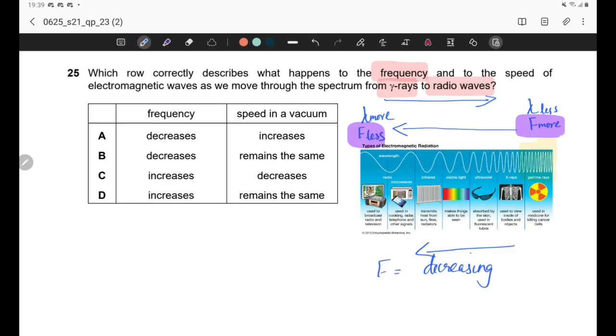Next, we can check the speed. The speed of an electromagnetic wave is constant. Whether it is gamma, X-ray, radio or any other electromagnetic wave, the speed is a constant value, and that is 3 into 10 to the power 8 meter per second. So we can understand the frequency decreases but the speed remains the same. Therefore, the correct answer is option B.